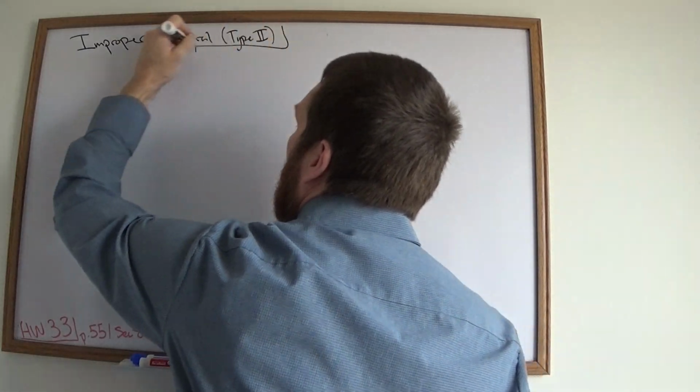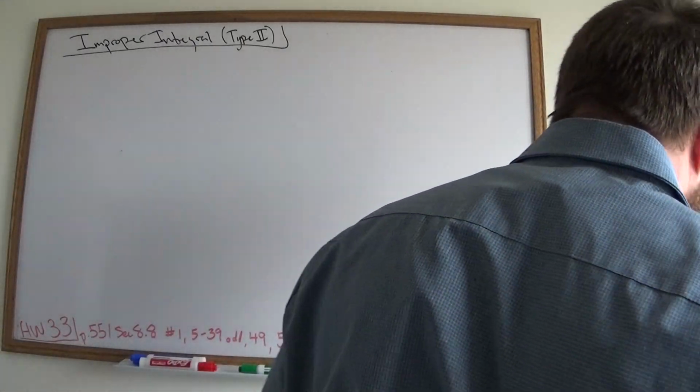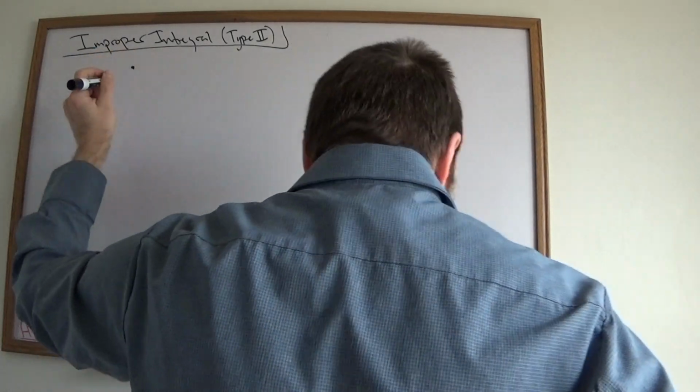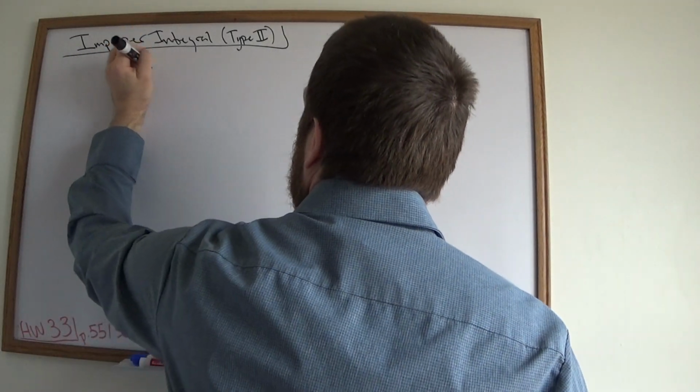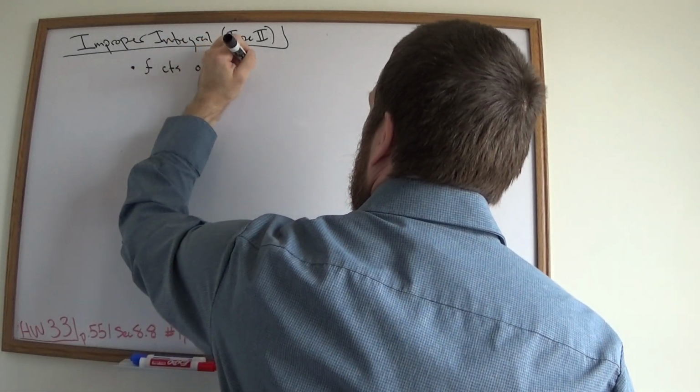Wait, so type 2 isn't the one we just did? Yep, that's what I'm saying. So we've now played with it, and let's nail this down. First off, f needs to be continuous on the interval a to b.